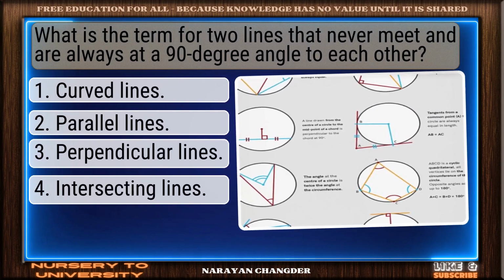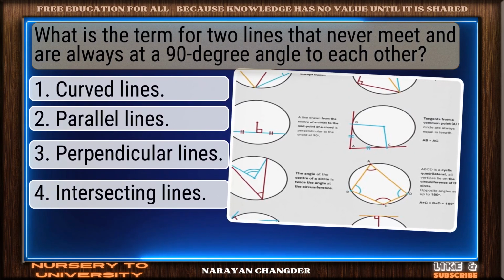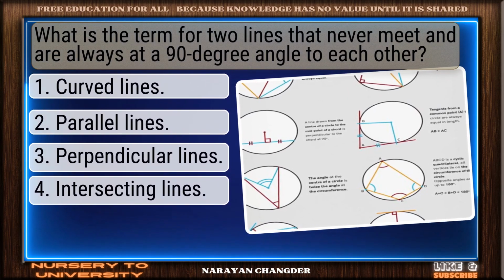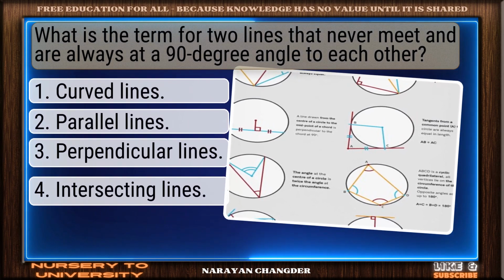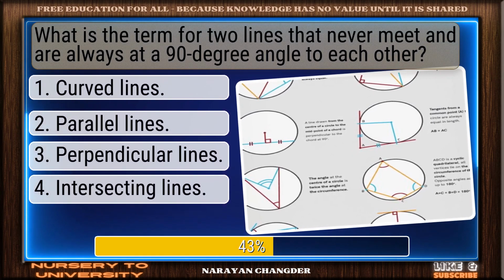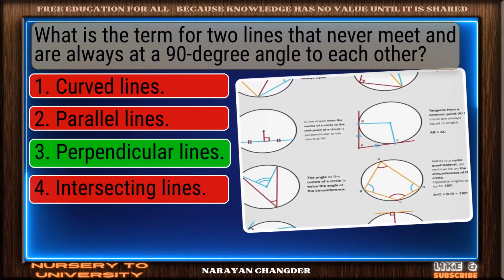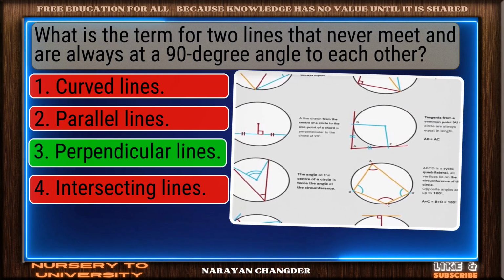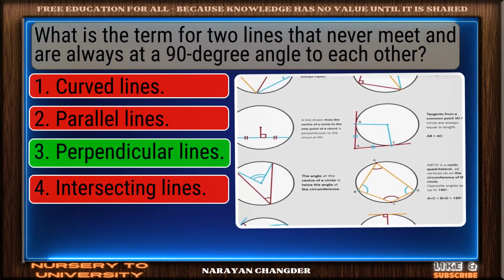Question number 36. What is the term for two lines that never meet and are always at a 90-degree angle to each other? Well picked. Perpendicular lines is the correct answer.